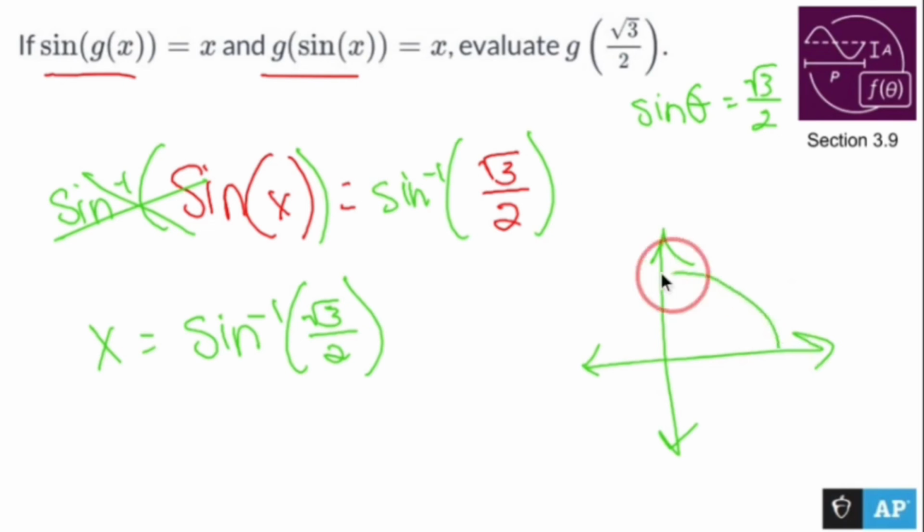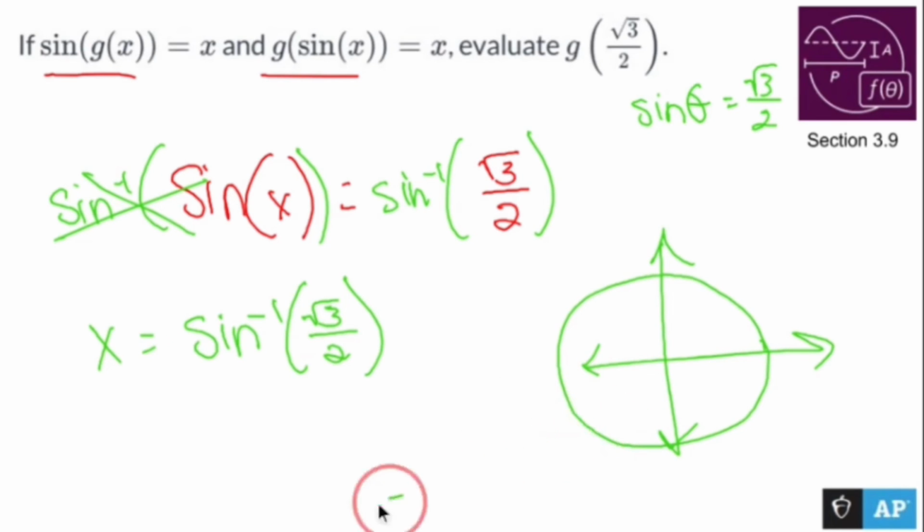Sine of x, if I'm dealing with unit circle thoughts, or sine of whatever, is going to be a y value. So which of these three dots gives me the y value of root 3 over 2? You do. And so that's the third dot of quadrant 1, which means this angle is pi over 3.